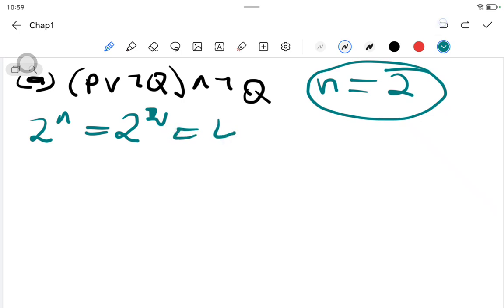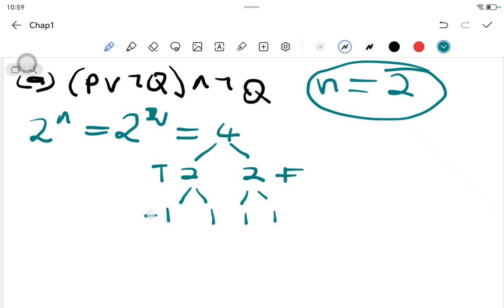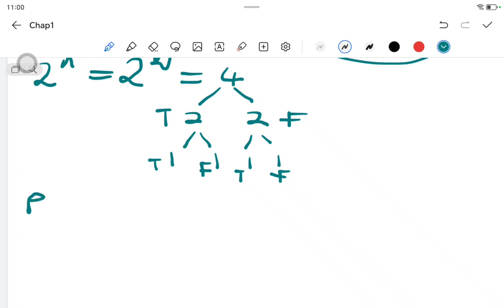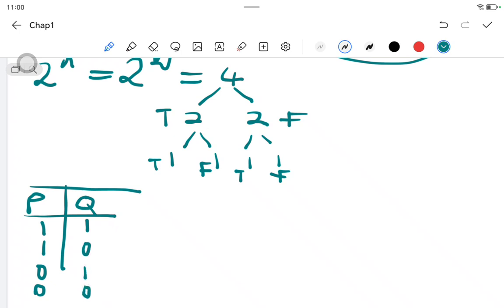Since this is four, we divide it into two, and we have two truths and two falses. Then we divide this into one: true, false, true, false. So let's draw this. We have P. Before we think of any negations, we must draw our normal statements. This is true, true, false, false, and true, false, true, false.